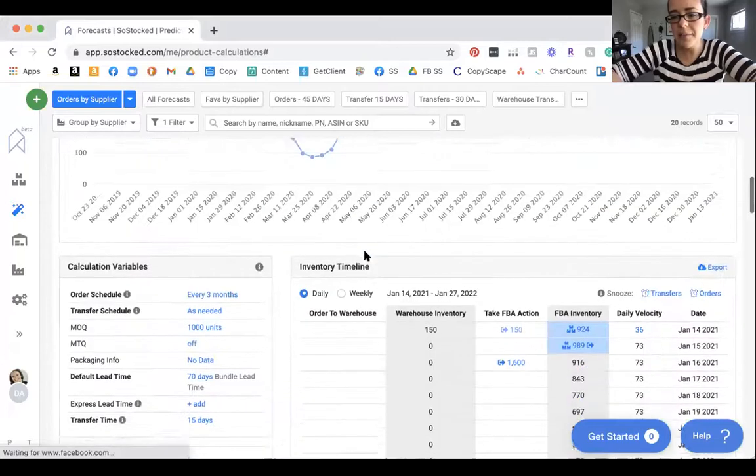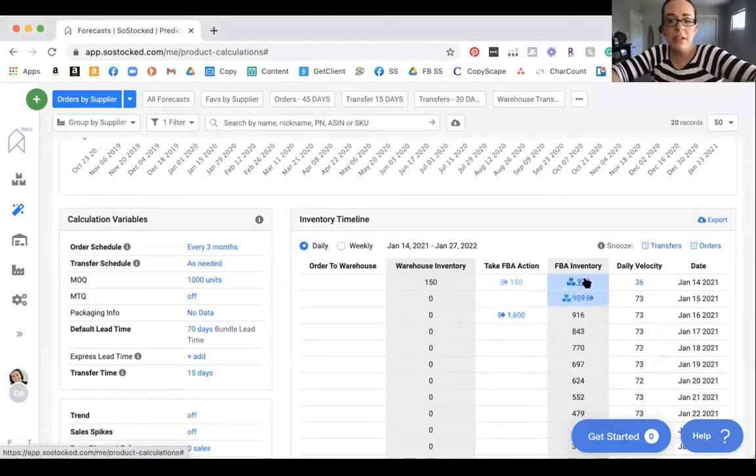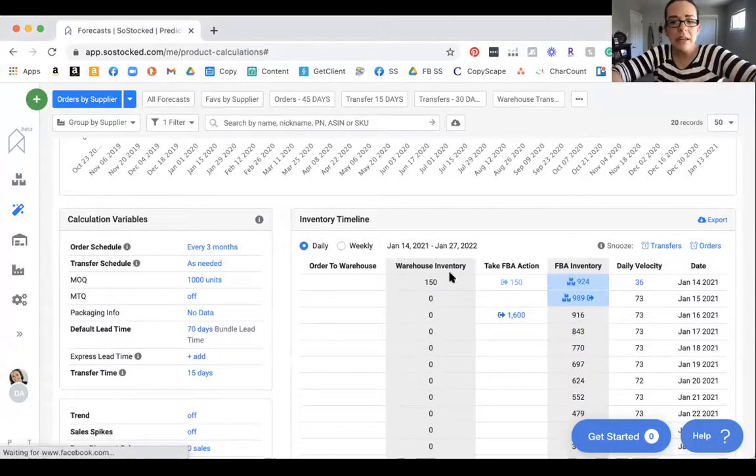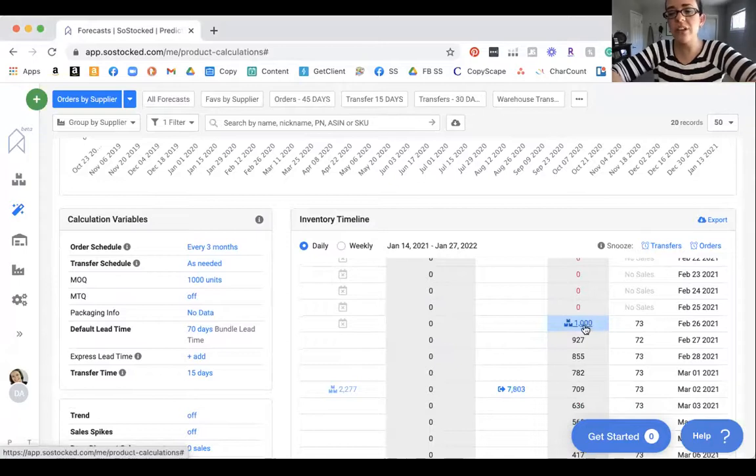It's looking at available inventory. It's looking at reserved and removing customer orders from those reserved. It's looking at anything you've got inbound to Amazon. It's looking at anything you have in your warehouse, and then anything you have on order, right? Like this PO. And it's doing all this calculation based on everything that you have available, right?